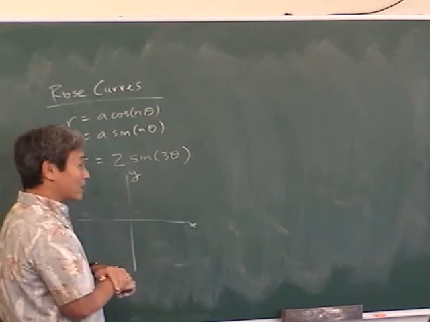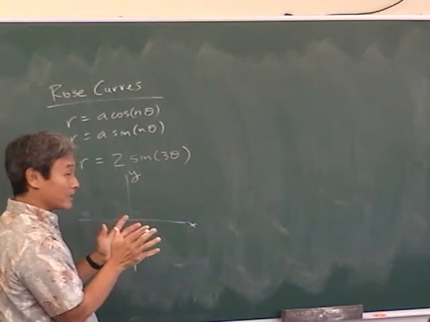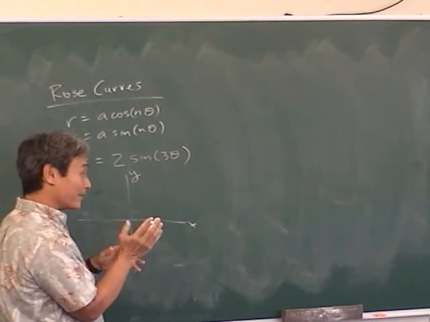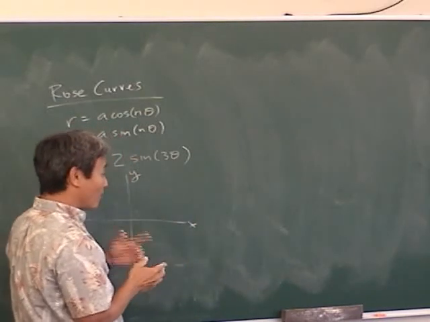Now we know there are going to be 3 petals. They're always going to be equally spaced apart. So they're always going to be 120 degrees apart. The hard part is to figure out where is the first petal. Well, this is where you got to think. Sine reaches its maximum value of 1 when?